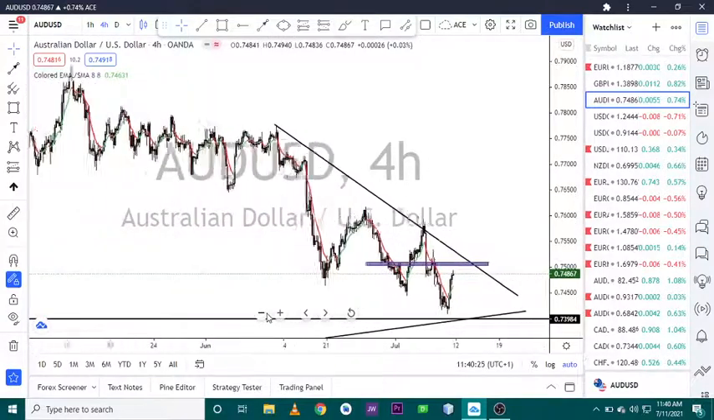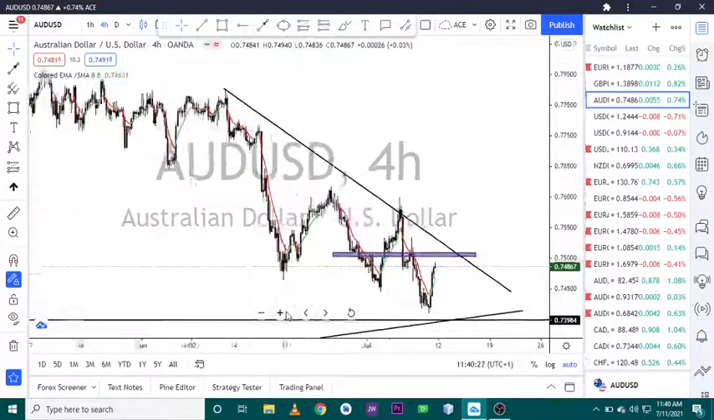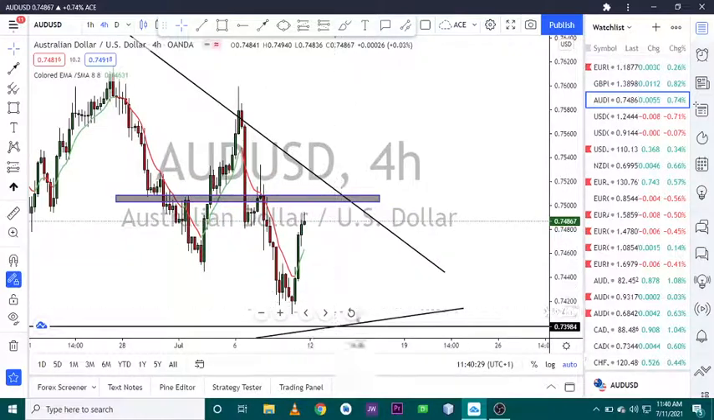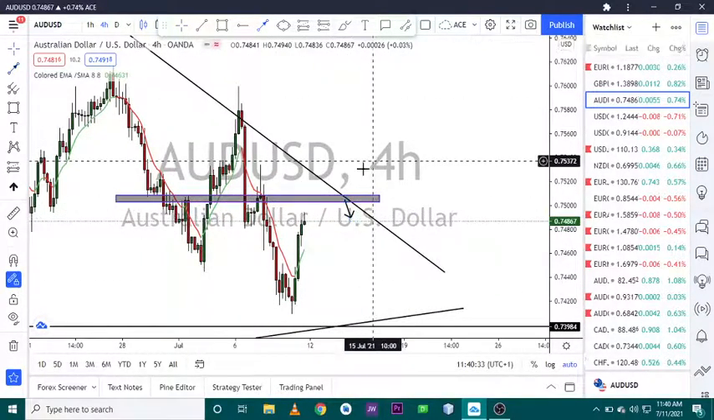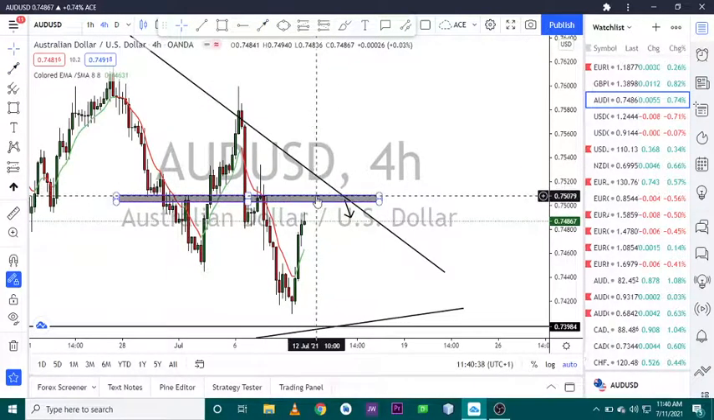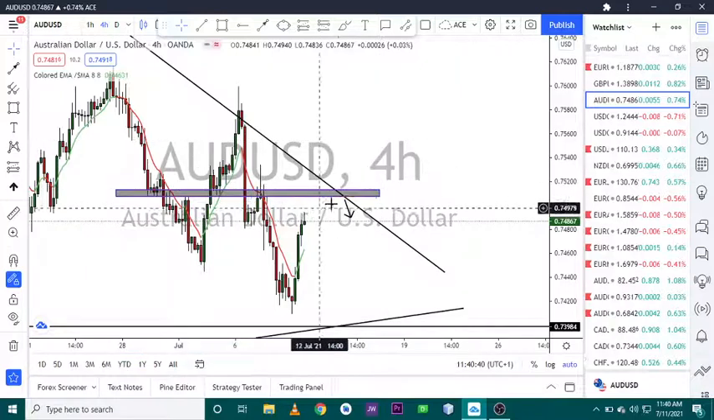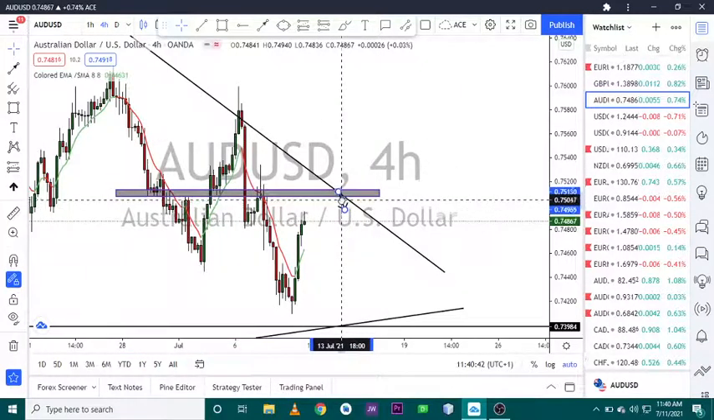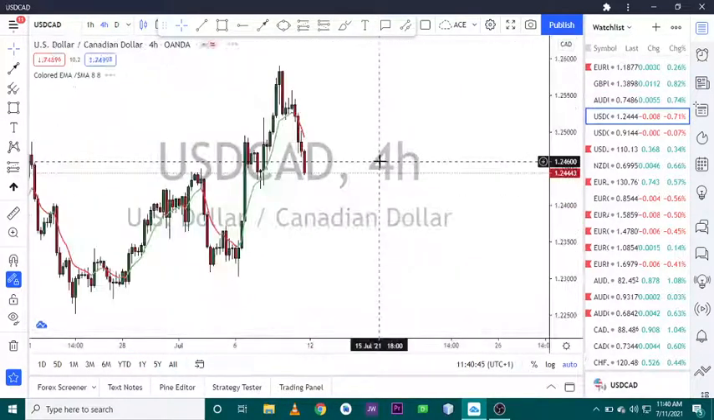So AUD/USD at the moment, we're seeing kind of a retracement, but I'm still expecting price to fall down to this level. So I want to see price get to this level and just reject on this trend line and this key level over here, and then I'll go short on this.